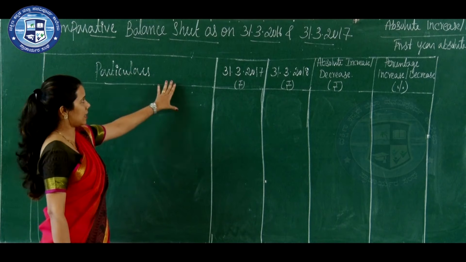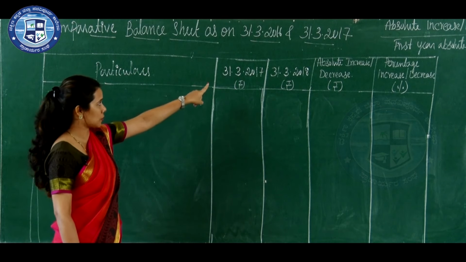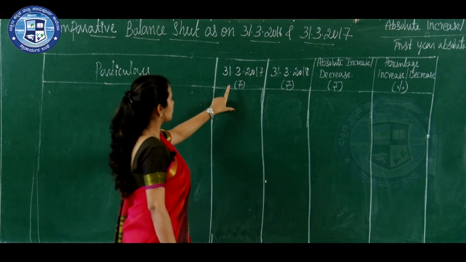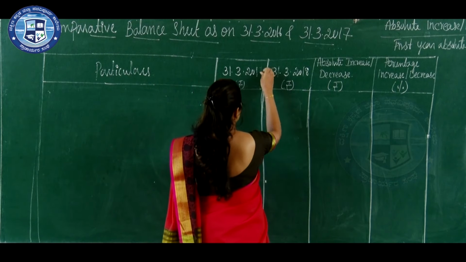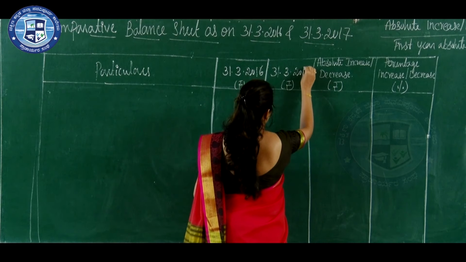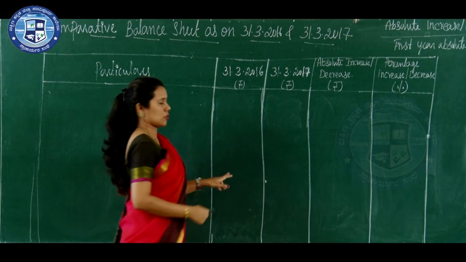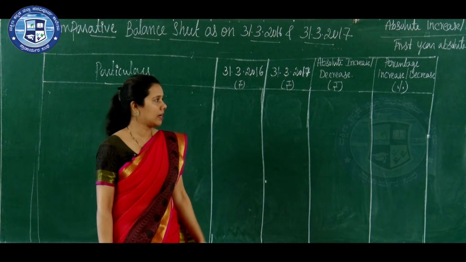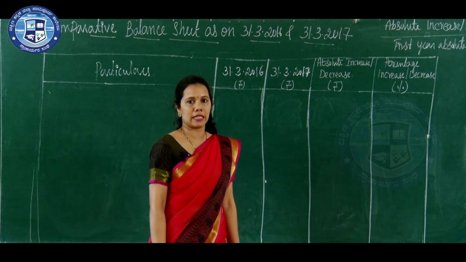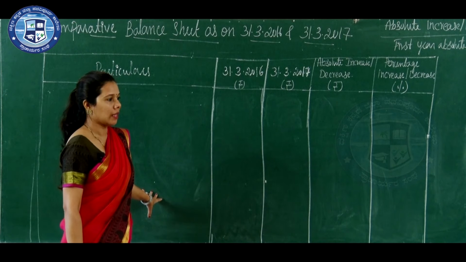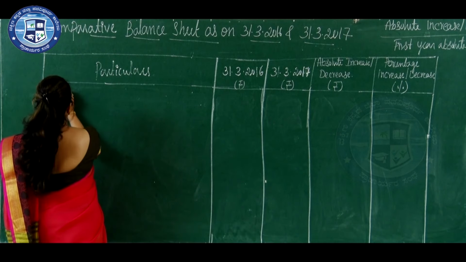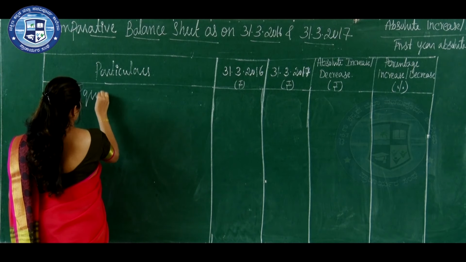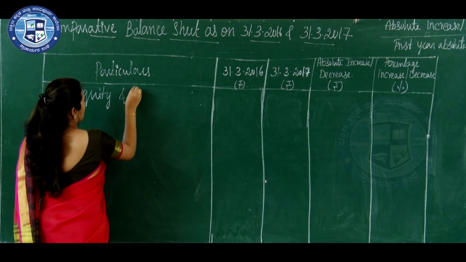So, comparative balance sheet as on, the dates are mentioned, 2016 and 2017. Then particulars. So, 2016 column and 2017 column, an absolute increase or decrease column, and a percentage of increase or decrease column. The same format we are following. We will start with the first one, that is equity and liabilities. So, we will start from the liability side.